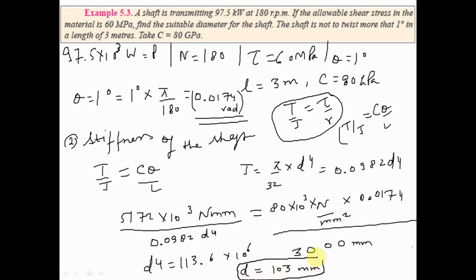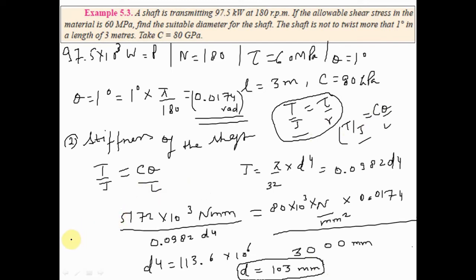Okay, so from two criteria we calculated the diameter of the shaft. From the first criteria, considering strength of the shaft, taking T by J equal to tau by R, we got diameter as 76 mm. Then we did the second criteria, that is the stiffness of the shaft, using equation T by J equal to C theta by L. From here we calculated diameter as 103 mm. So the final answer will be diameter of the shaft, we have to take 103 mm.